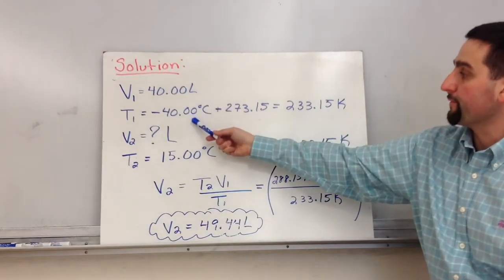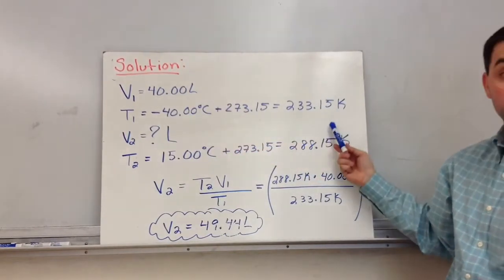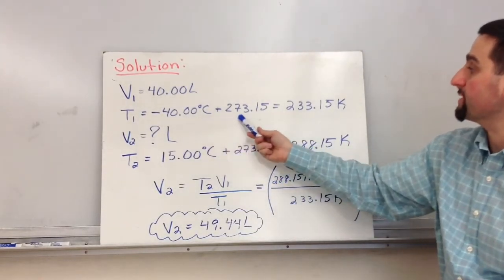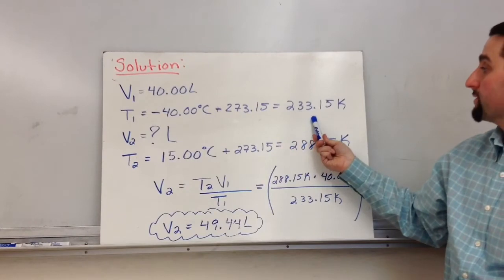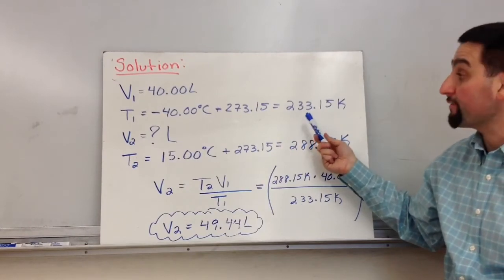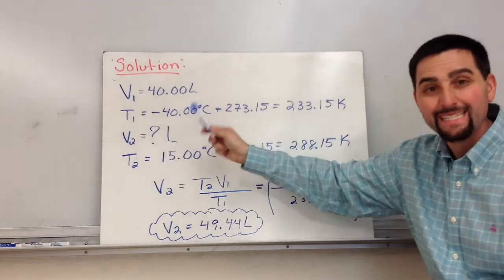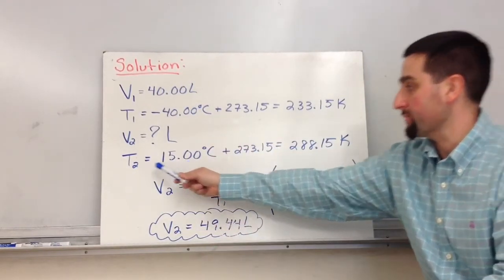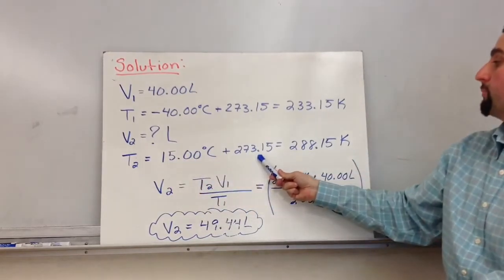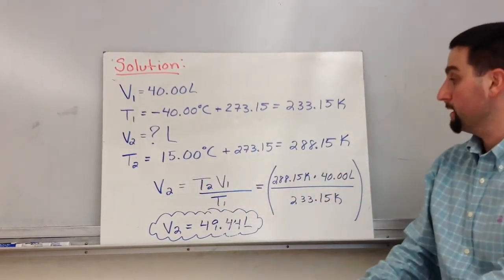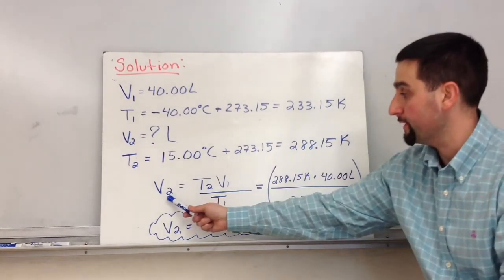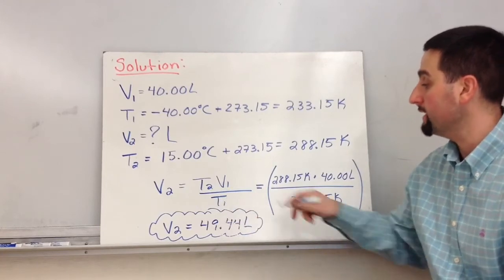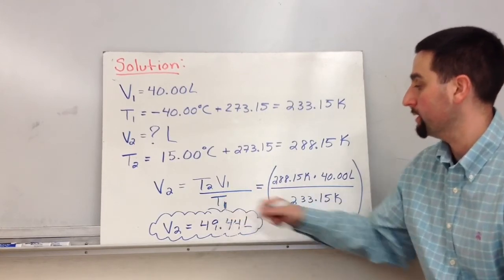First we have to convert our temperatures from Celsius to Kelvin, as mentioned before. Negative 40 Celsius plus 273.15 gives you 233.15 Kelvin. That's our first temperature. I don't want to use the negative because it's going to give me a negative value. For 15 degrees Celsius as temperature 2, add 273.15 and we get 288.15. If we transpose this equation for V2, we get T2 times V1 over T1.